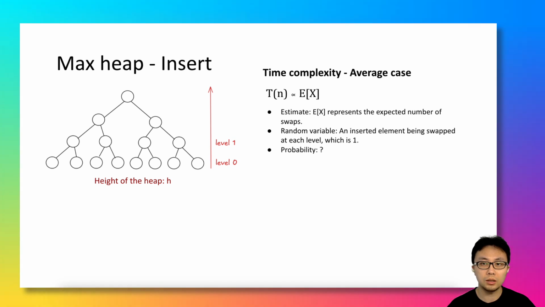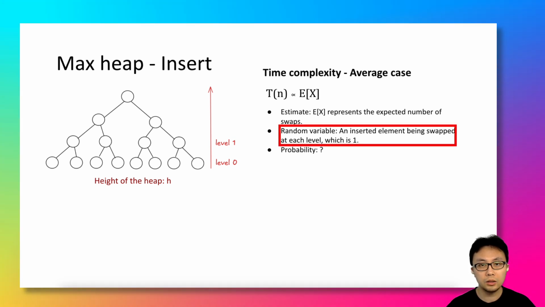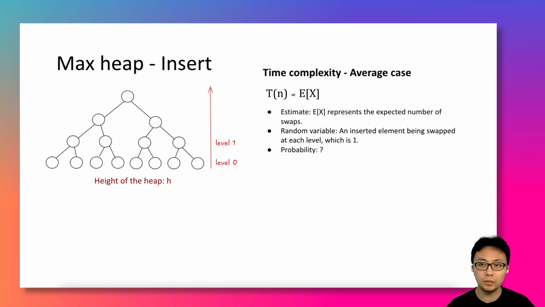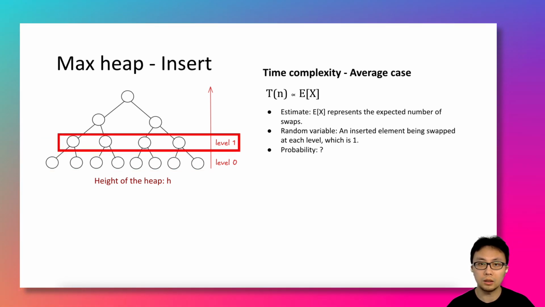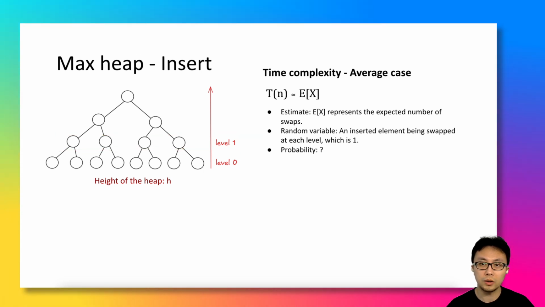We will go with the simplest approach and pick the random variable here as the event when the inserted element is being swapped at each level. So that's a constant number 1. This event may or may not happen at each level. If it happens, that's a 1. If it doesn't happen, that's a 0. Beyond that, we will see the bottom level, or the leaf level, as level 0, and the second bottom level as level 1. And the level number increases as we gradually move from the leaf level to the root.